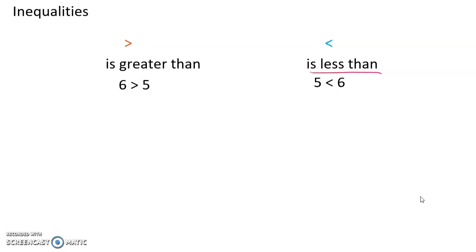I don't know if you have noticed that the bigger side is always pointing to the larger number, and the pointy side is pointing to the smaller number. So you can see the bigger side is always pointing to 6, and the pointy side is pointing to 5. So these two inequalities are talking about the same thing. They are equivalent inequalities because they're basically the same.